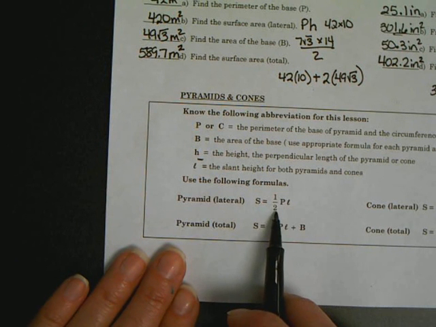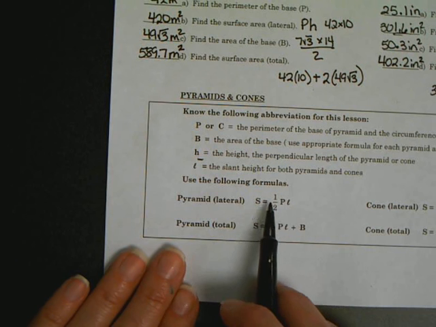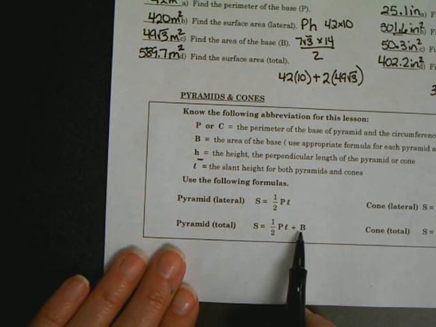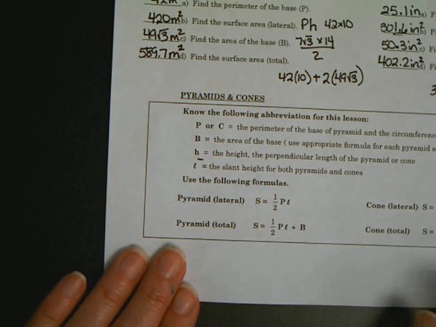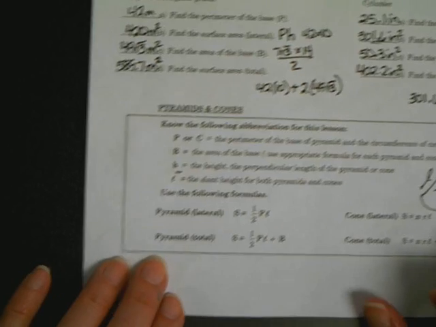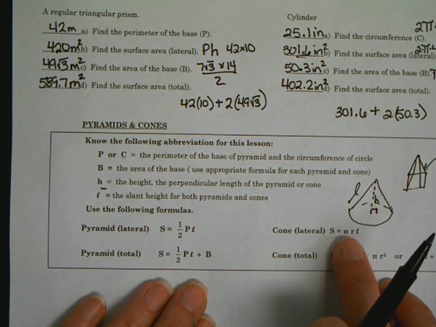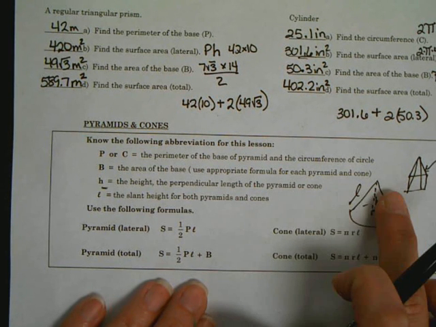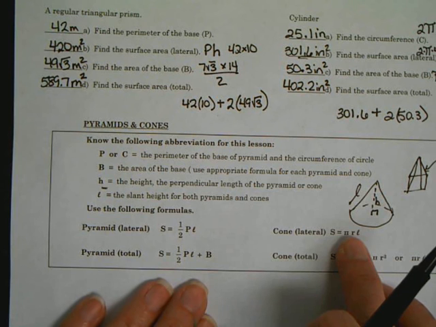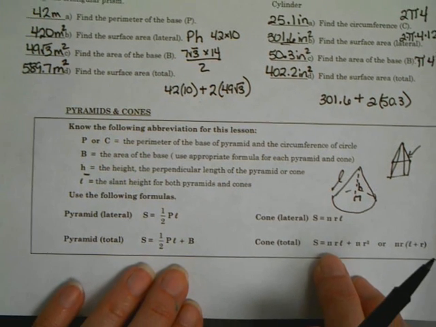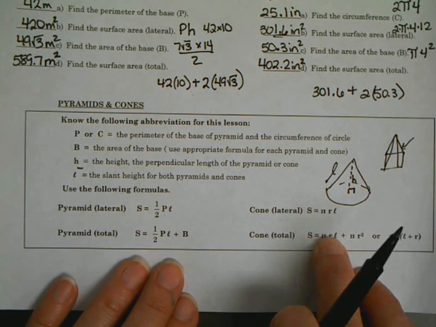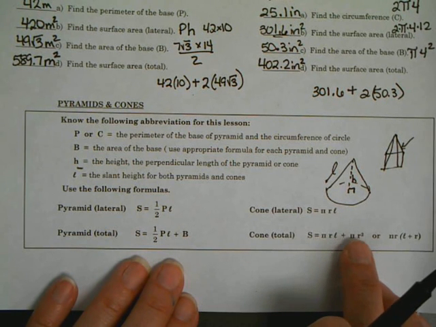And then in a cone, if you're going to find lateral surface area, the distance around, it's pi times the radius times the slant height. And the total is your lateral surface area plus pi r squared. So it's the lateral plus the area of the base. Now there is another formula that's used. I think these are easier just because they're more common. They look a little bit easier to use. All right, so now we're going to practice those.